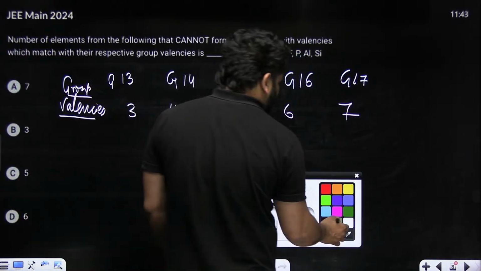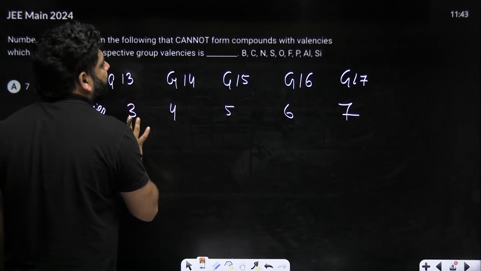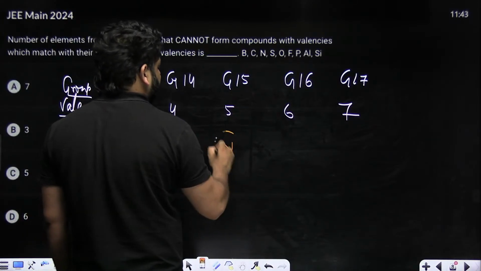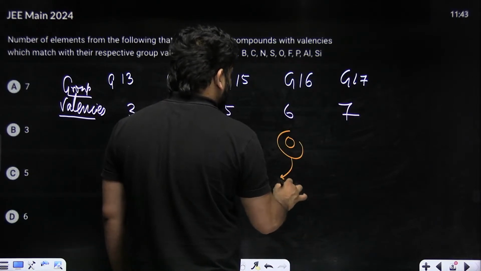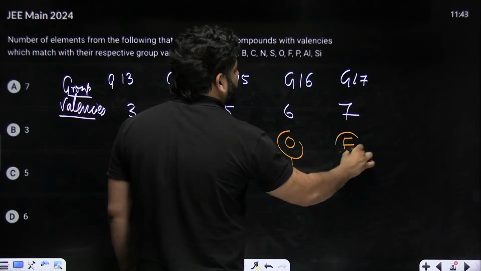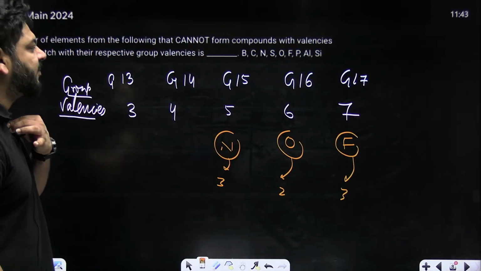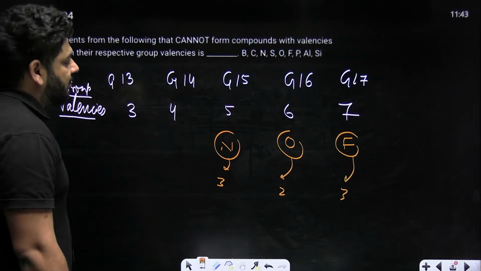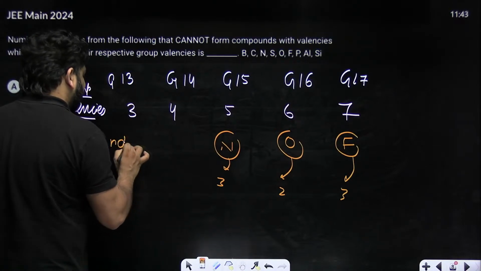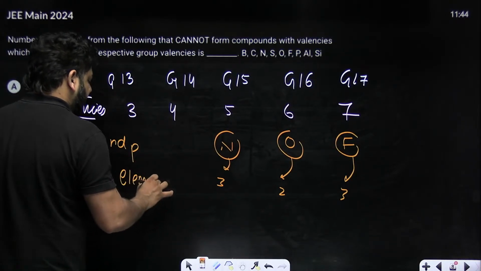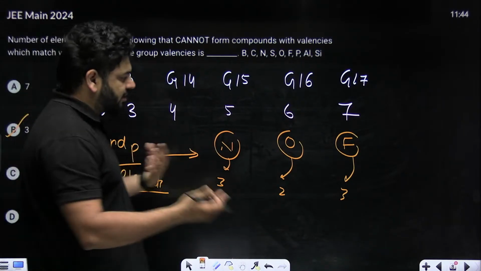And which elements do not show these while belonging to the same groups? Carbon shows 4, boron and aluminum both show 3, nitrogen usually shows a valency of 3, oxygen usually shows a valency of 2, fluorine shows a valency of 1. Chlorine can show a valency up to 7, forming ClF7. So that's what this question is all about. These are nothing but the second period elements, which can differ. So I think 3 should be the correct answer, and we have to check what the correct answer is.